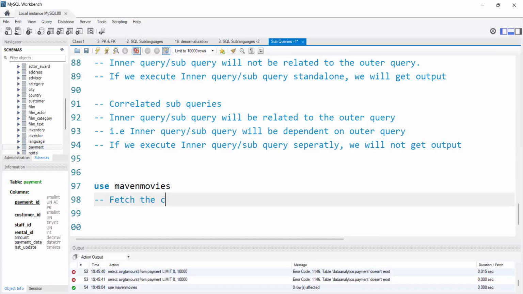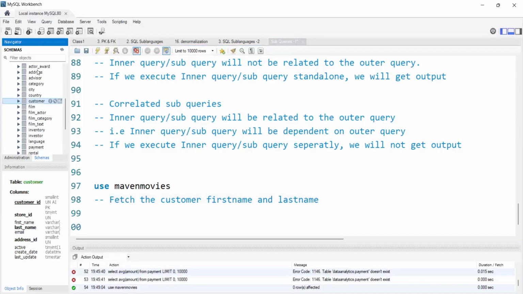Fetch the customer first name and last name. I'm directly writing the question based on these tables, because in customer we already solved the joins concept. In the customer table we have first name and last name as columns, right?